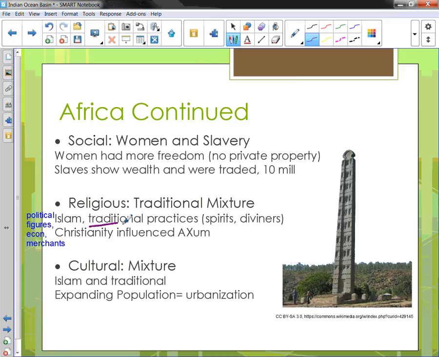So people still did divination, looking at the future. They still oftentimes believed in spirits, but there was also this umbrella of Islam. And we'll see that this really makes some Muslim thinkers uncomfortable.